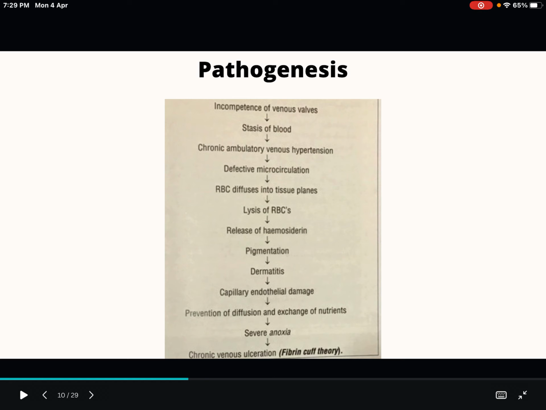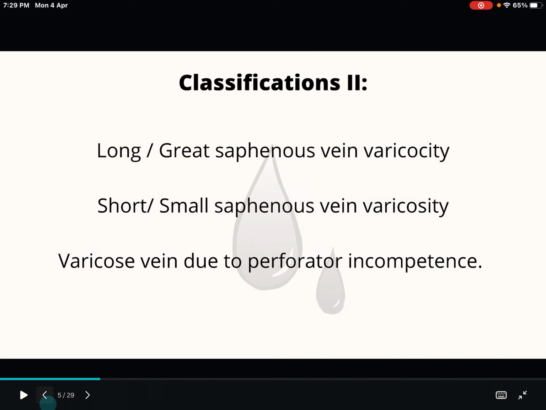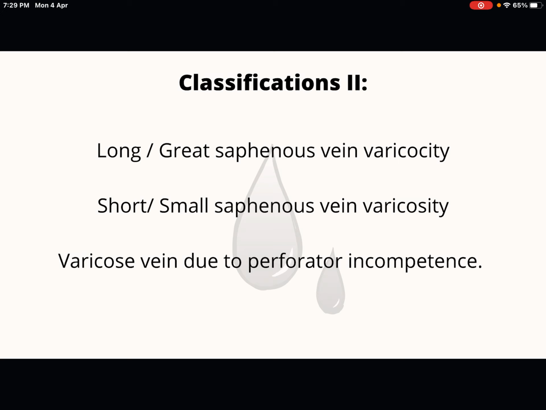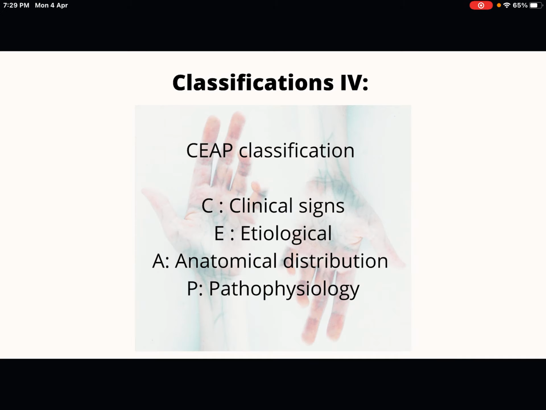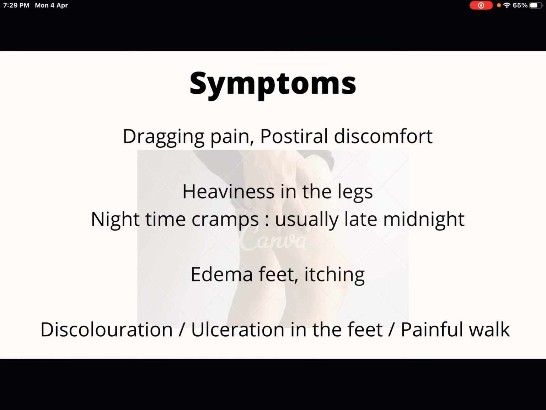So pathogenesis they didn't ask. The important thing is classification. Classification they may ask. So first for varicose veins, you have to write what is varicose vein, and then you can start with etiology and classification. So both are interlinked. So etiology and classification you can write. So pathogenesis, now you know the outline.